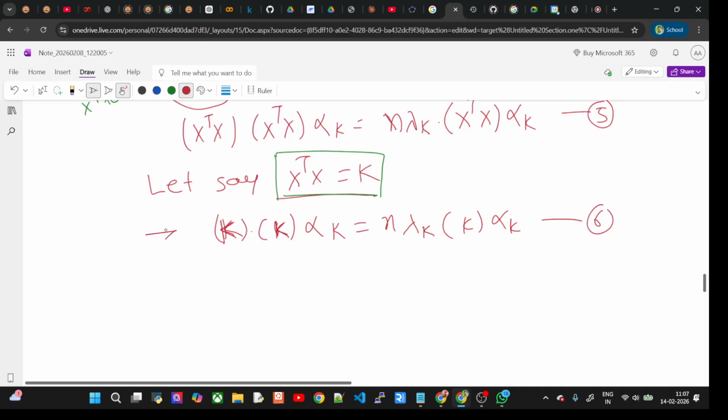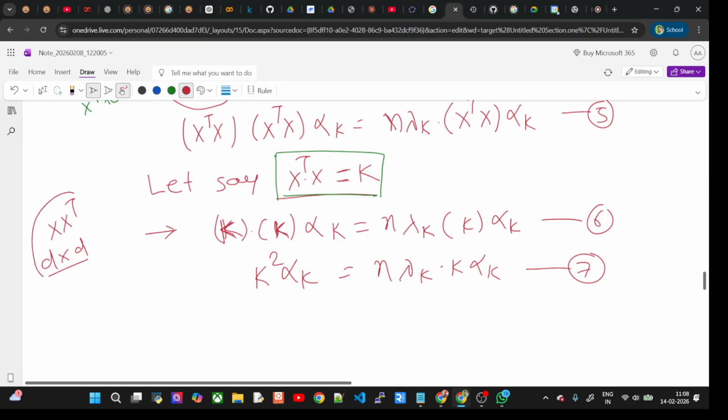Okay, so this is what we say, x transpose into x is equal to k. So we put that k value here in equation number 6. So we say that k square alpha k equal to n lambda k into k alpha k. Okay, this is the seventh equation. I'm just giving equation numbers here so you will understand what that is. And you know that, see, we are having an issue with d cross d. That is the problem. How we got d cross d, that is x into x transpose, that is d cross d.